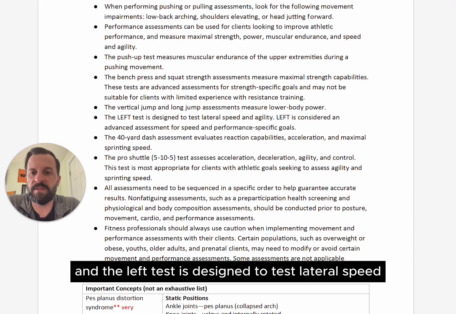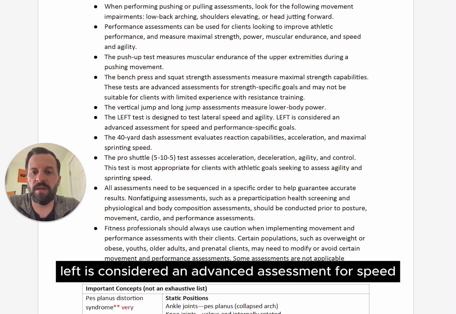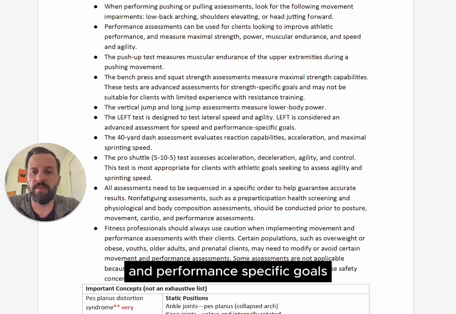And the LEFT test is designed to test lateral speed and agility. LEFT is considered an advanced assessment for speed and performance-specific goals.